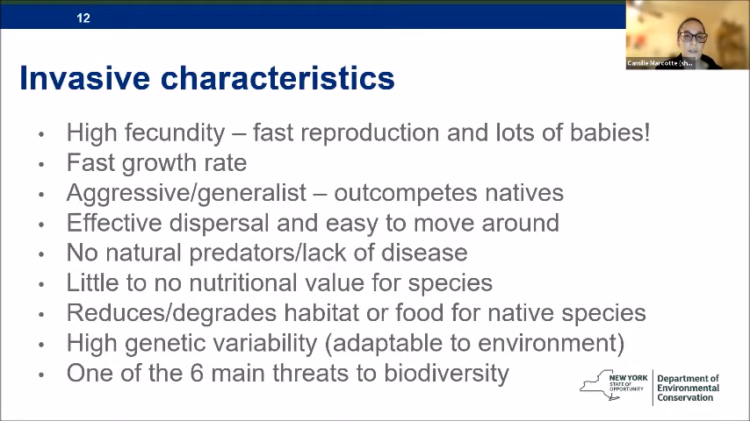I highly recommend you check out some of that research if you're interested. So what are the characteristics of invasives? They have high fecundity. So basically they reproduce really quickly, have lots of babies, and they grow really quickly. They also tend to have earlier leaf out, so they can outcompete native species in accessing sunlight and nutrients. They're really aggressive and they're generalist, so they can eat anything, whereas some native species prefer one specific plant or one specific type of insect. They're really effective at dispersing, so aquatic plants are able to disperse and reproduce in many different ways.